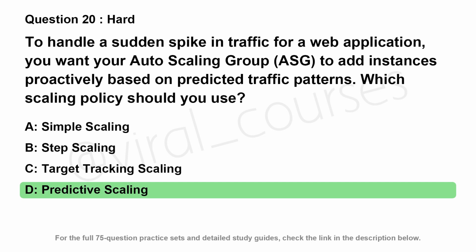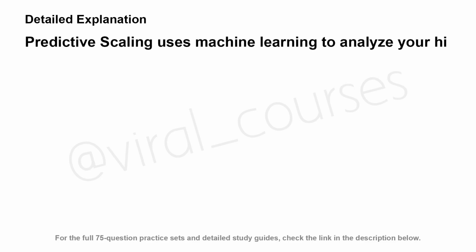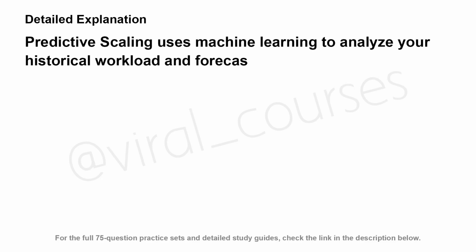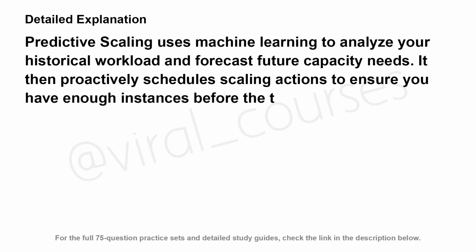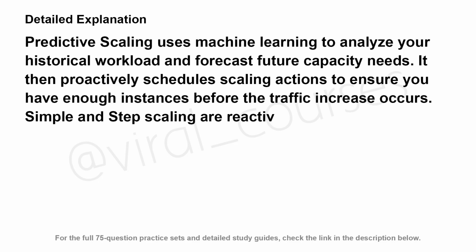The correct answer is D. Predictive scaling uses machine learning to analyze your historical workload and forecast future capacity needs. It then proactively schedules scaling actions to ensure you have enough instances before the traffic increase occurs. Simple and step scaling are reactive.